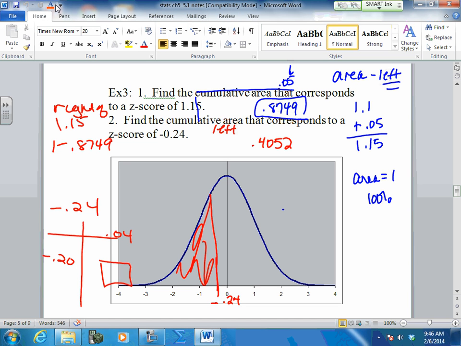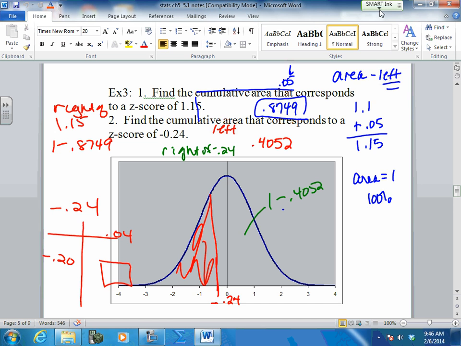If I said the area to the right instead of cumulative, if I said to the right of negative 0.24, what would you then do? Subtract it from 1. And that should be greater than 50%, right? Because that's the greater than 50% part that I would need. Good? The sketch helps tremendously when you do this.